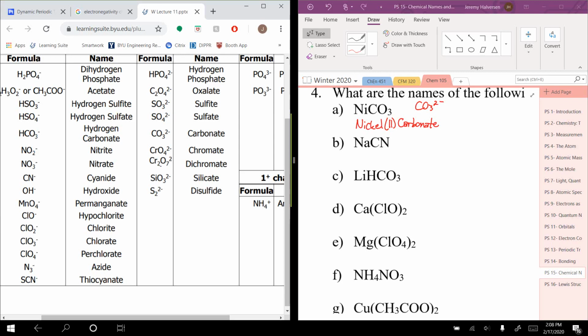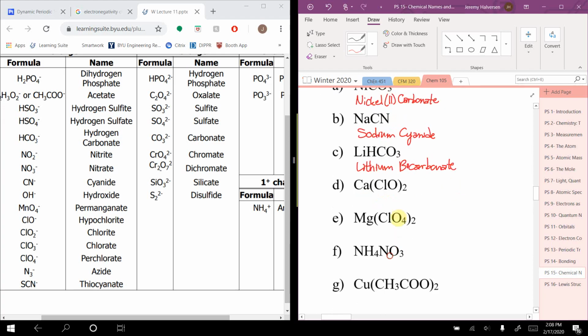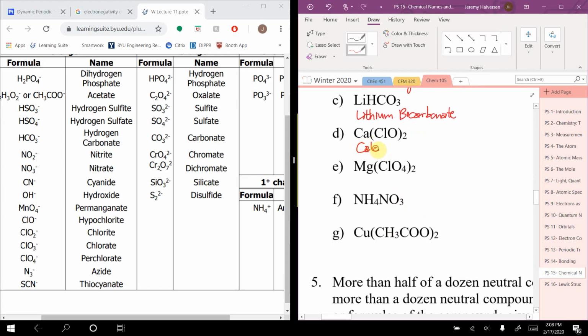All right, CN- is, wow, it's not even on this. Oh, there it is, cyanide. So this is sodium cyanide. This would be lithium, and it's got a bicarbonate on it. Calcium. And what's the polyatomic ion? ClO. This can be ClO1-. Right there. Hypochlorite.